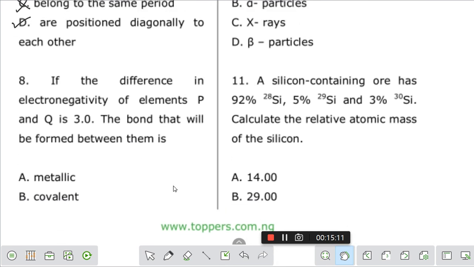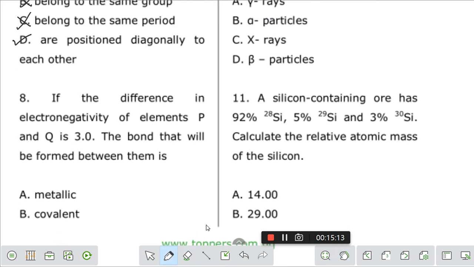So look at this now. I told you when I was teaching you on bonds that we have something we call electronegative value. When you have elements whose electronegativity difference is very large, the bond that will be formed between them, as I told you, is an ionic bond.